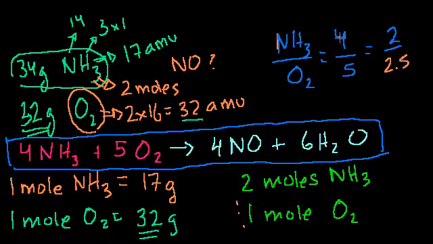Whatever this is, that's 4/5, right? 1.25. If you doubled both of these numbers, you get 4 over 5, right? So I need 2.5 moles.